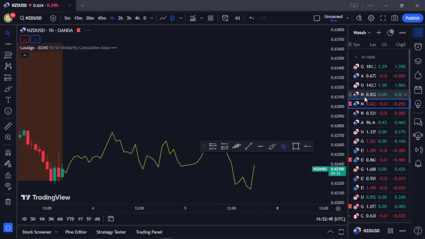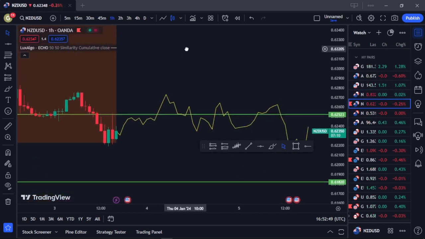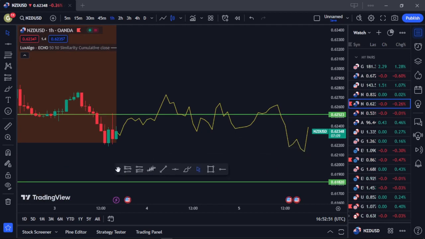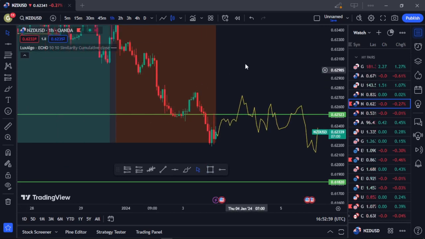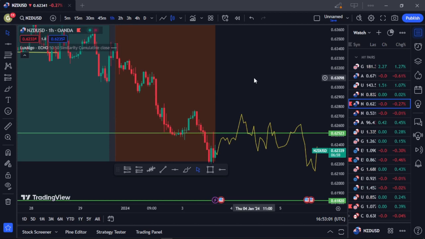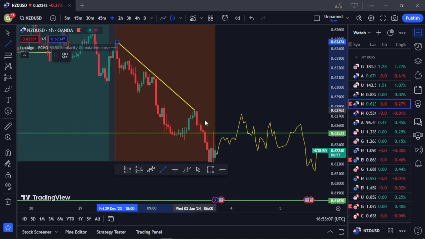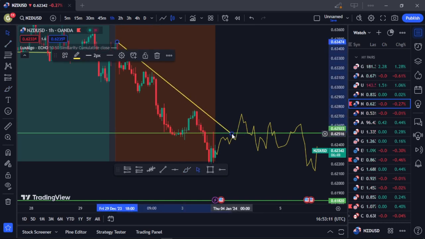So now let's take a look at a different market with this indicator as well. Take a look at this market here, NZD USD, which is the New Zealand dollar and the US dollar. And if you look at this one carefully, the market is in a downtrend, moving from upward to downwards. And the indicator is telling you that the market will go a bit upward before finally continuing its downtrend.